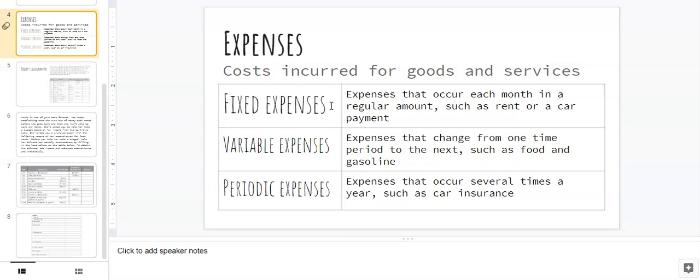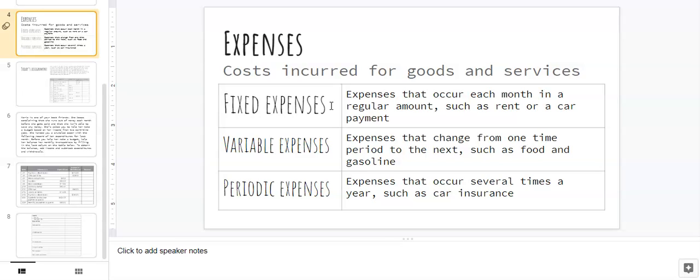Variable expenses are the expenses that change from one time period to the next. So your food expenses, your gas expenses, any of your entertainment expenses, those are all considered variable because they vary or change from month to month.